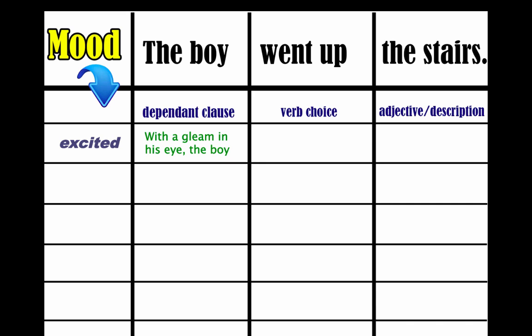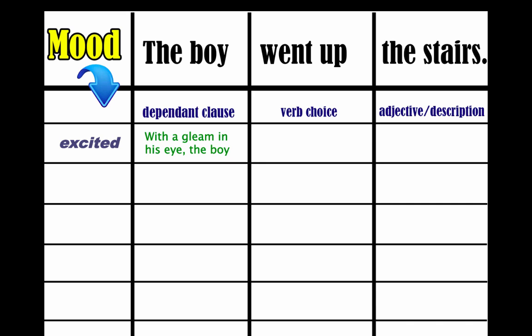So we could use, with a gleam in his eye, the boy went up the stairs. And right there, you know that the boy must be excited because of that brightness that comes into a person's eye when they get excited. You could also use with a sparkle in his eye, eyes wide open, anything that shows the mood that you want to convey through the sentence.